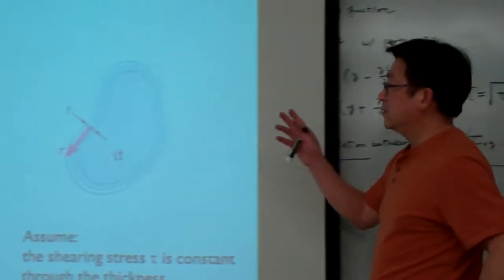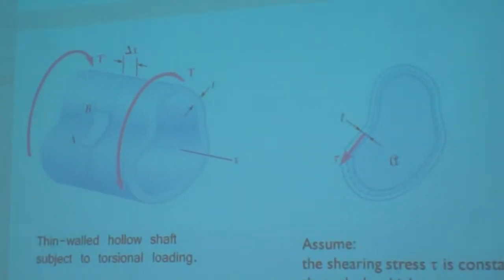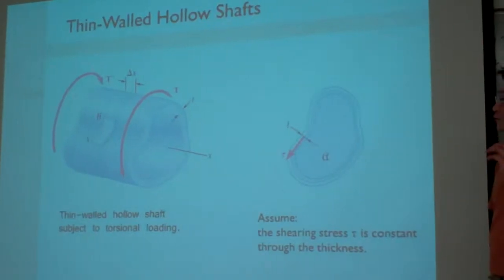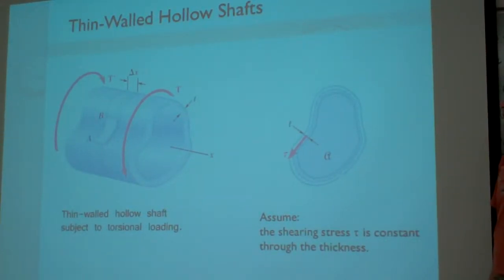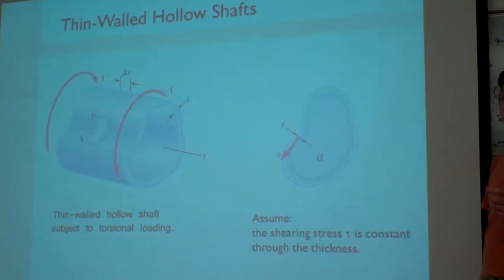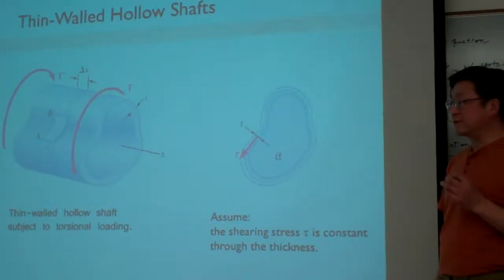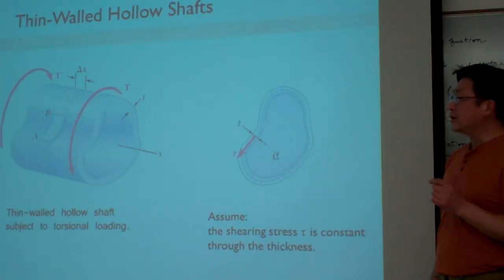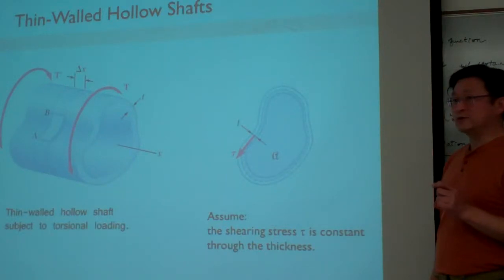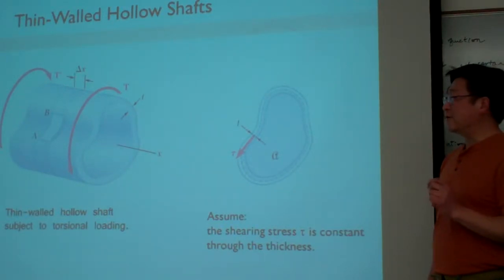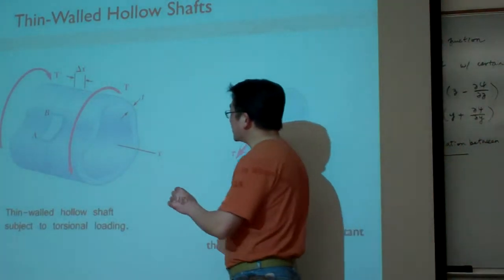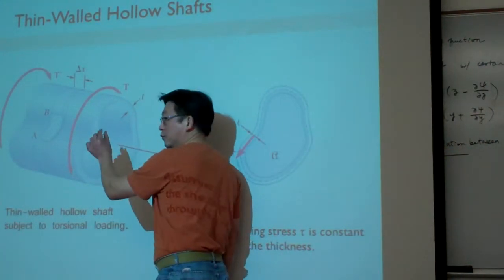One will be the third topic, again for general non-circular shafts. In particular, for the third topic, we focus on the hollow shaft of arbitrary cross sections. In particular, the hollow shaft has a very thin wall.